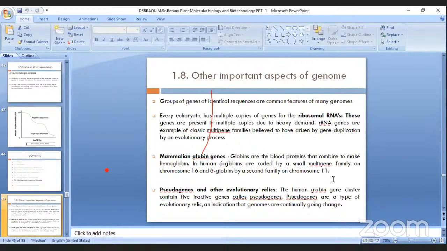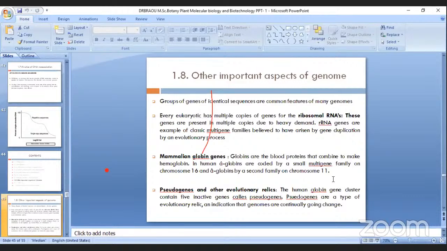Next is mammalian globin genes. We all know globins are blood proteins, and these combine to make up the hemoglobin in our blood. In humans, we find two types of globins. The first type is coded by a small multi-gene family on chromosome 16, whereas the second type is coded by a second family on chromosome 11. Second type of genes are mammalian globin genes.